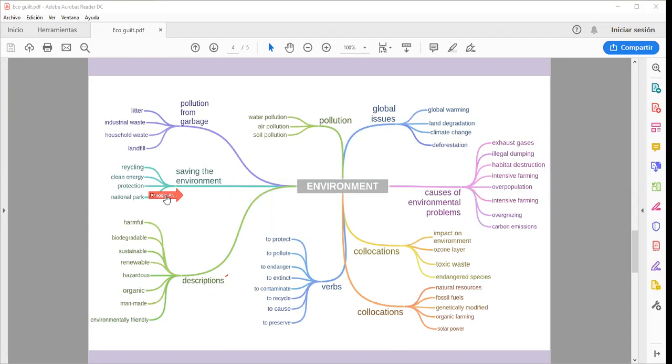Recycling, clean energy, protection, national park. Thank you very much. There was a little mistake. It sounds like recycling. It is recycling. Sorry. Yes, it is recycling. And what about clean energy? What is a clean energy? What's your opinion about it? What is clean energy?